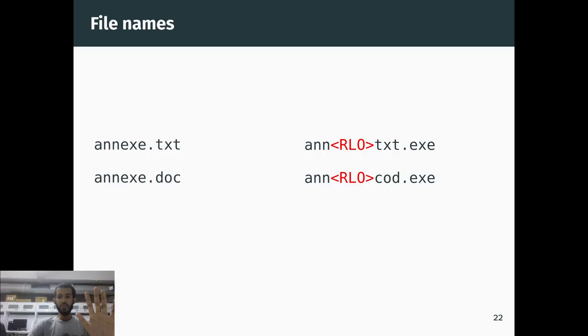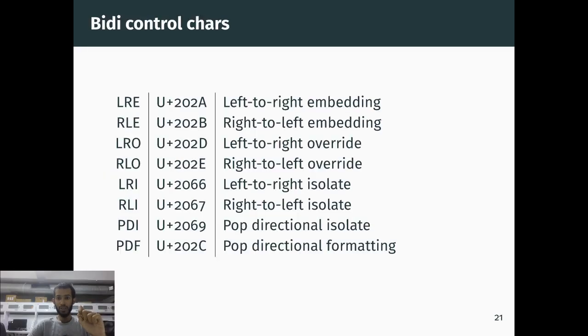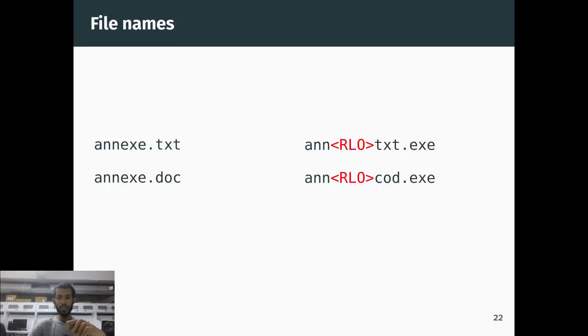So in this case, after the RLO character, the effect of an RLO character is terminated by the use of a PDF character, pop directional formatting, once again listed at the last of this table. In this case, the PDF character is missing, so the right to left override takes effect till the end of the line, end of this text.